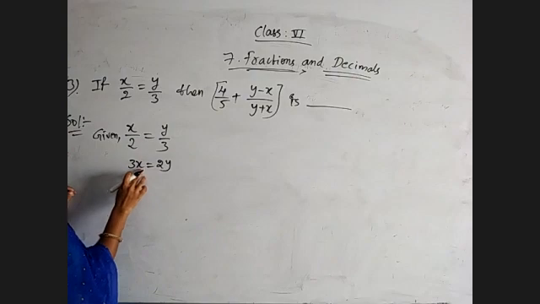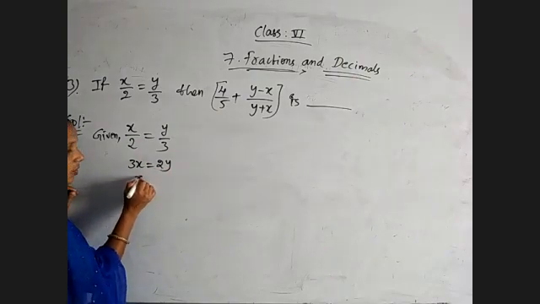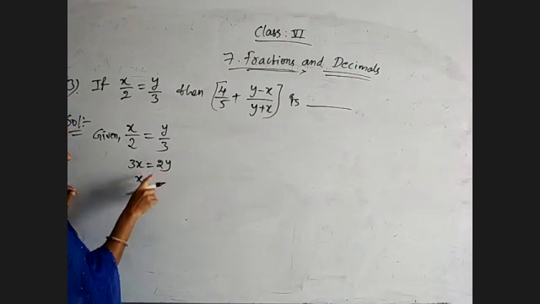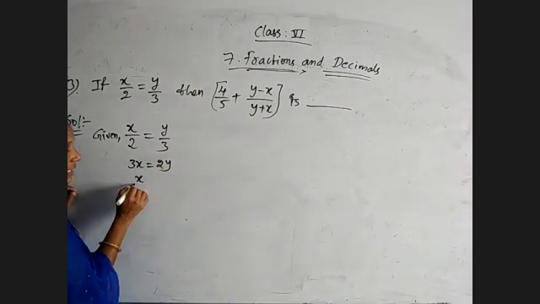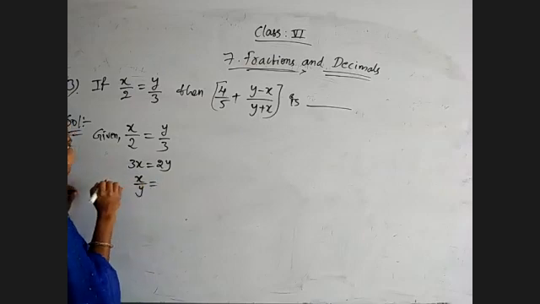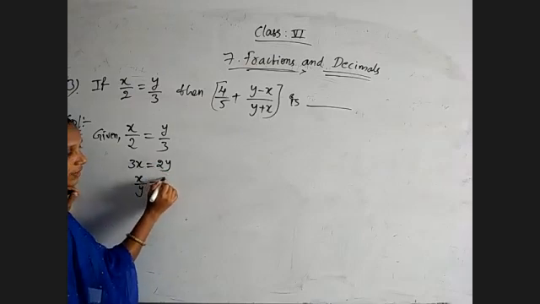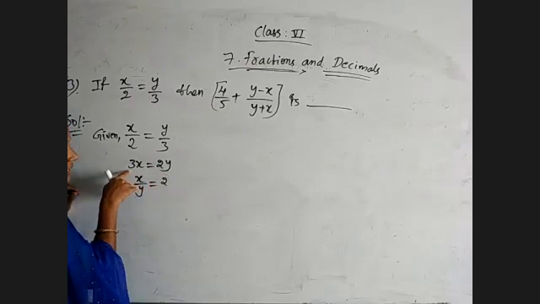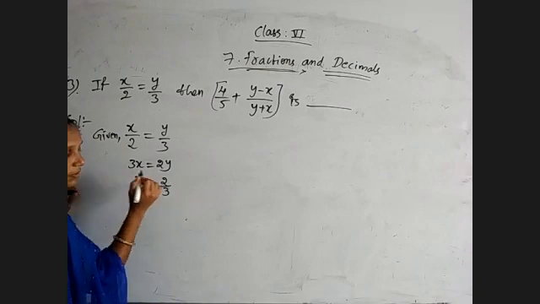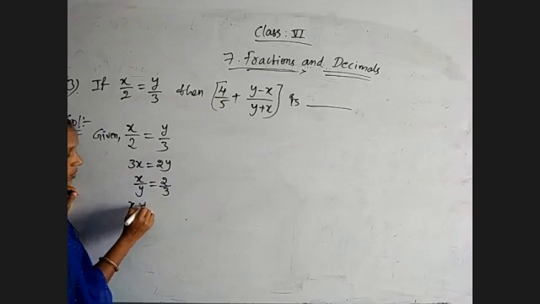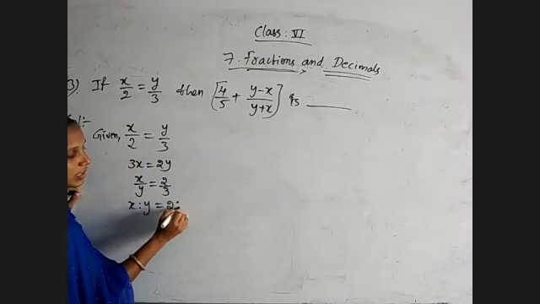Now we need x by y. x is to y, yes or no? So x I am keeping here only. y I am bringing to this side. By bringing this side, it is division. x by y is equal to 2 on the right side, and this 3 is extra on this side. So it is multiplication; bring this side and it will become division. That is, x is to y is equal to 2 is to 3.